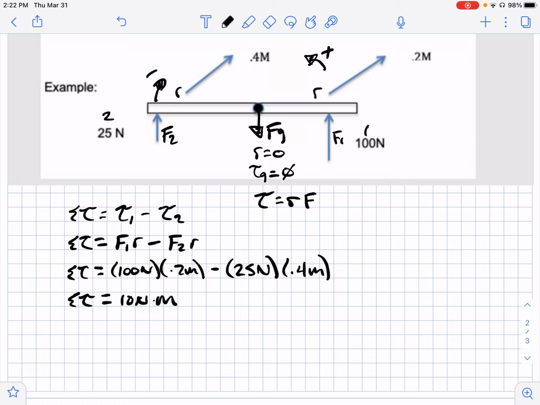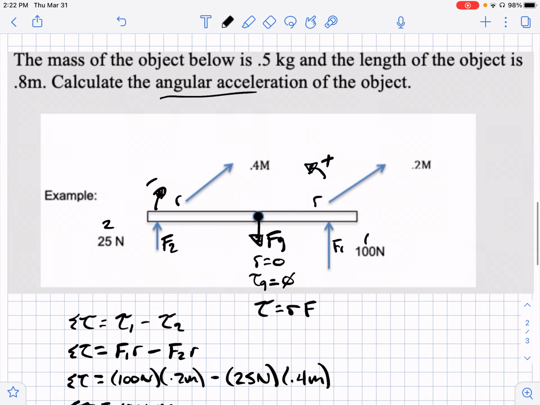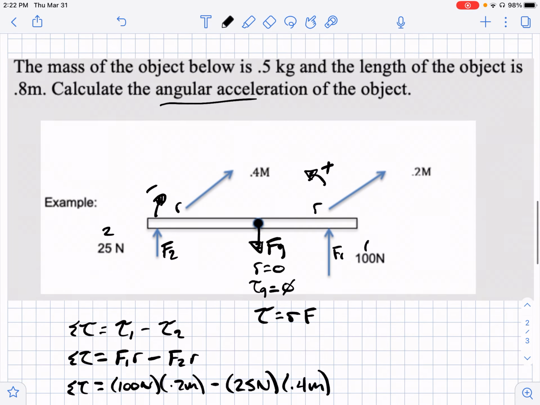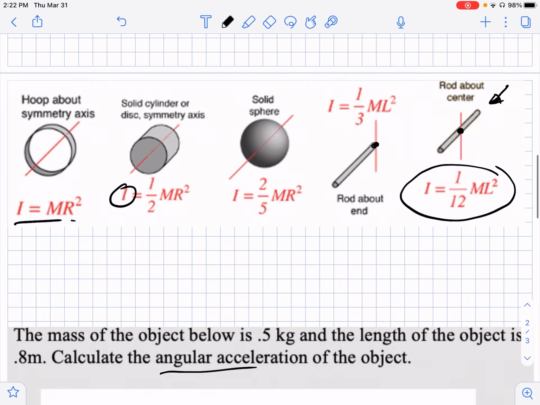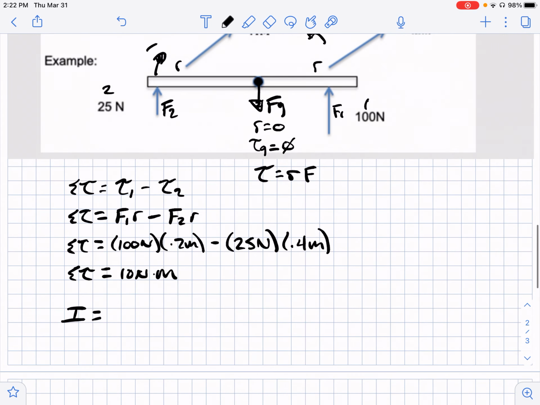So the next step is to find that rotational inertia, that I value. Looking at this, we have this rod that's fixed at the center. So we would go to this little chart here, and it's going to be this one right here. To calculate the I, we're going to use this expression: I equals 1/12 the mass times the length squared. So let's go ahead and write that down here. 1/12 ml squared.